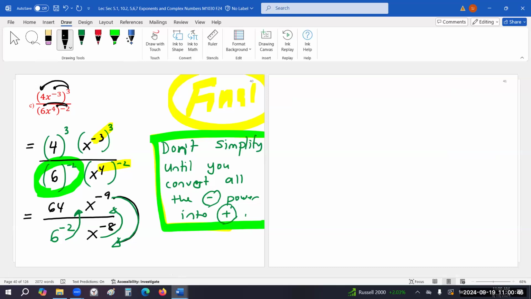So 64, no problem. And then x to the negative 9 has a problem. We bring it down on the denominator, it becomes positive 9. 6 with the negative 2 has a problem, so we bring it up, it becomes positive 2. X to the negative 8 is a problem, so we bring it up, so it becomes positive. Oh, let me put it here. Are you sure?